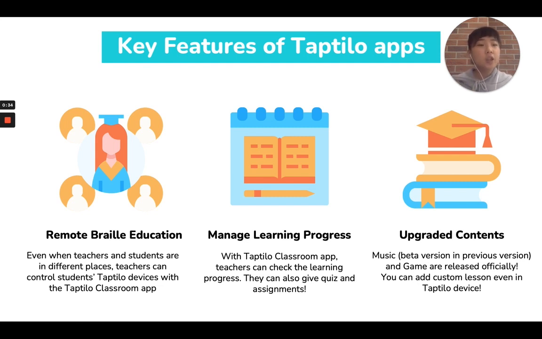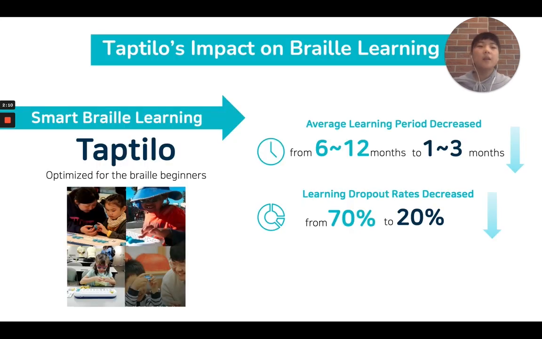Second, manage learning progress. With the Taptilo Classroom app, teachers can check the students' learning progress, and also teachers can give quizzes and assignments to students. And the Taptilo app has upgraded content. Music and games are released officially. Also, you can add custom lessons even in the Taptilo device, so the Braille learning can be customized based on students' learning level and interest. With these kinds of features, Taptilo is really effective for Braille beginners.